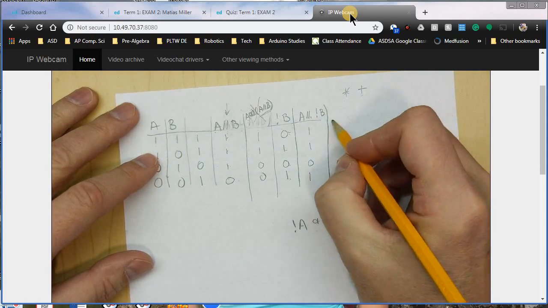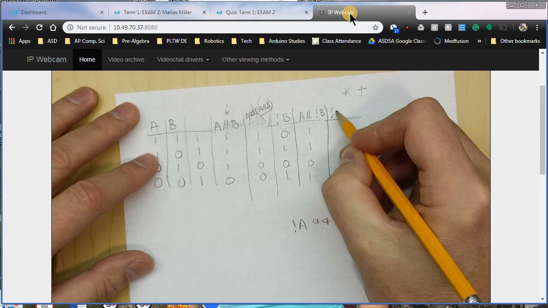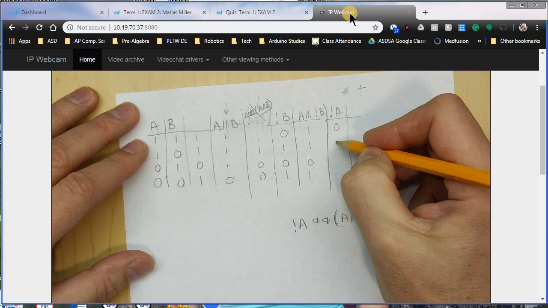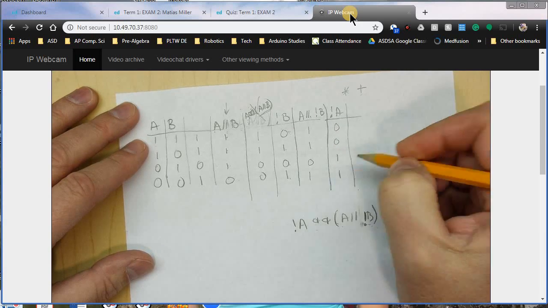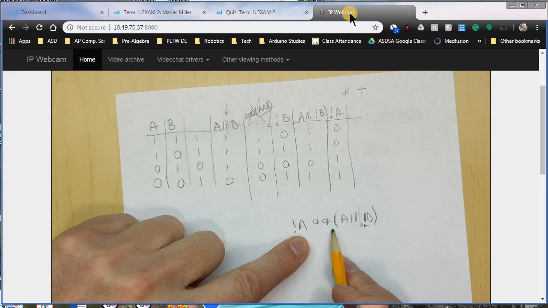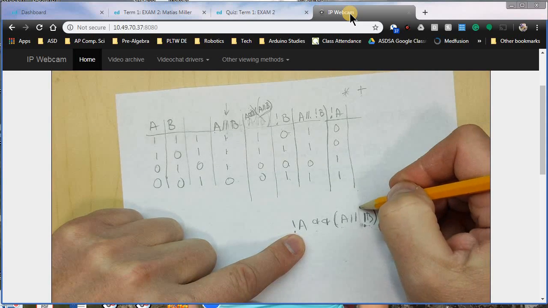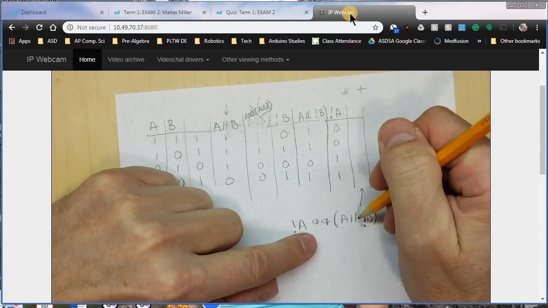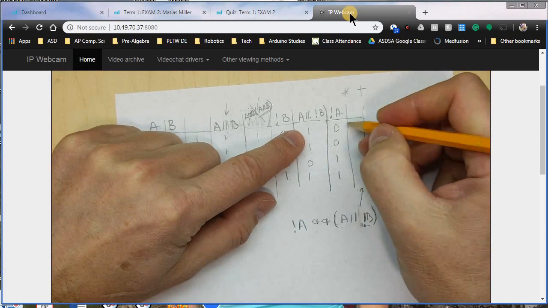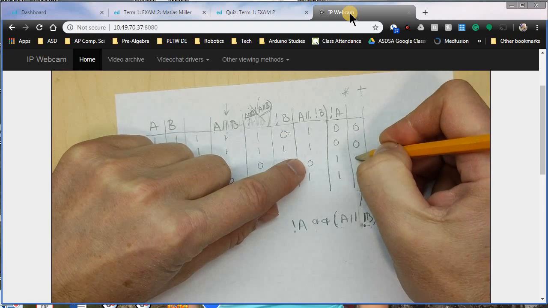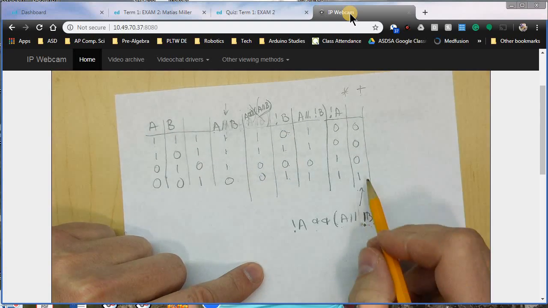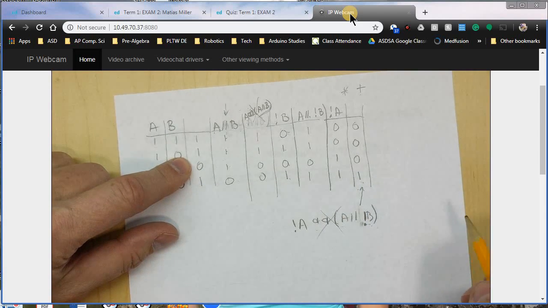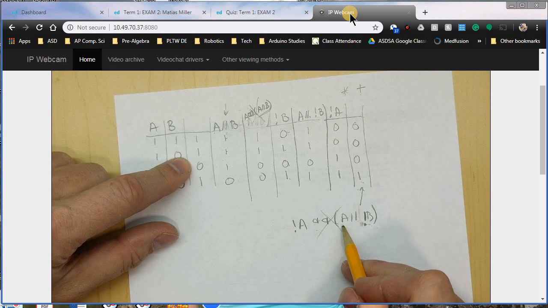A not, I'm going to go ahead and make another column. A not is going to be 0, 0, 1, 1. So now I want to AND these two columns together. I'm just going to draw a line up here, and that means both of them have to be a 1 in order for this to be a 1. So it's going to be 0, 0, 0, 1. So I know this doesn't match with my solution set, so I know this one is also inaccurate. That one's not the answer.